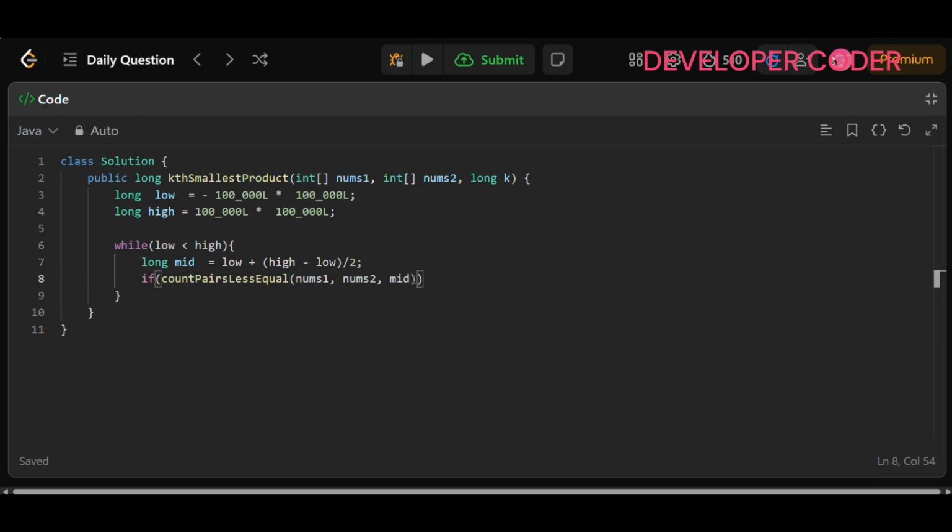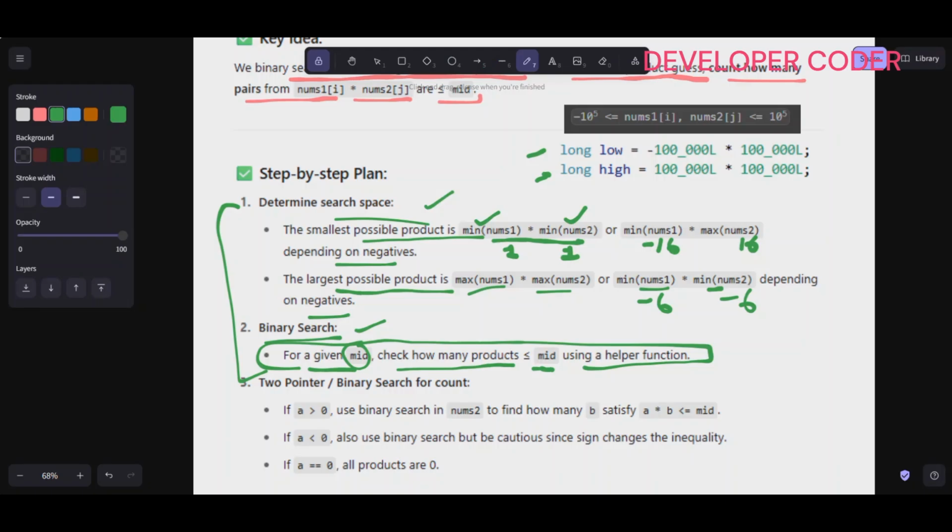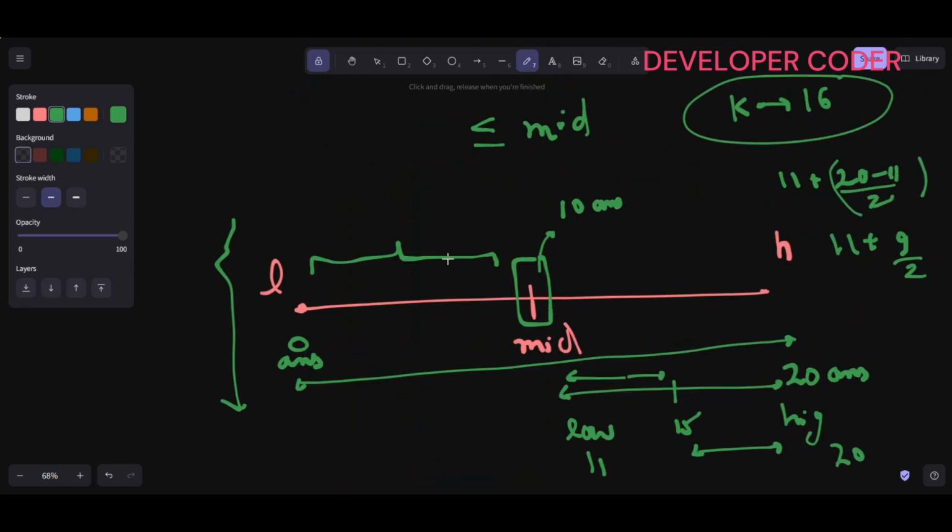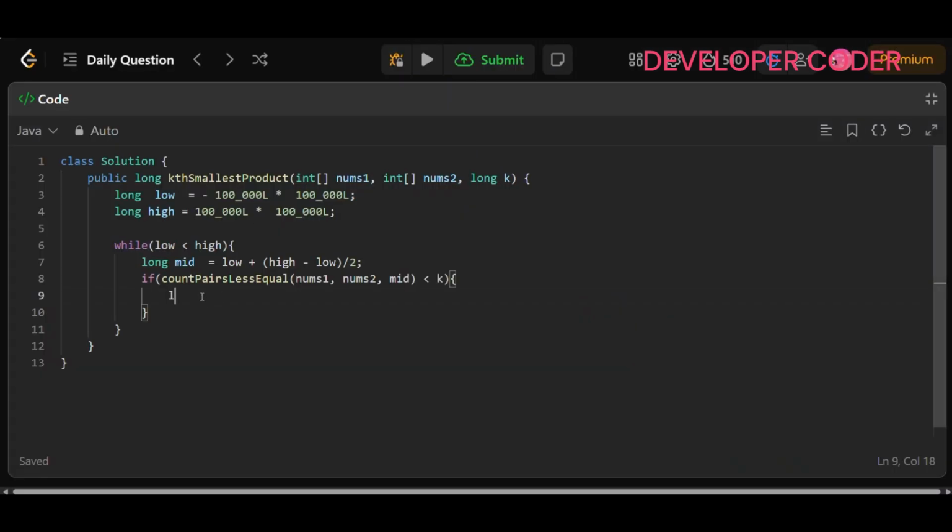Okay, so if this value comes out to be less than k, in that case you know that here I have spent, if the values come out less than or equal to k, but your k value lies somewhere here, then you have to update your low as mid plus 1. So here I'm going to update low as mid plus 1, right?